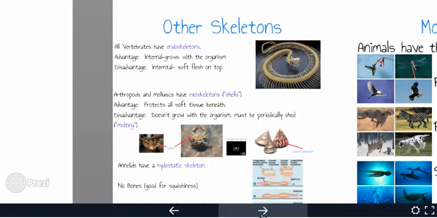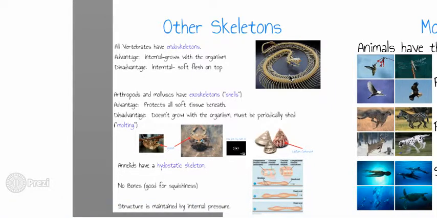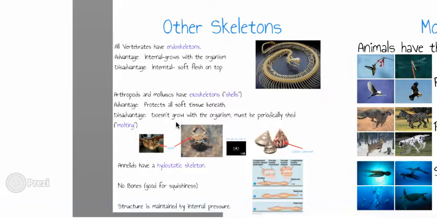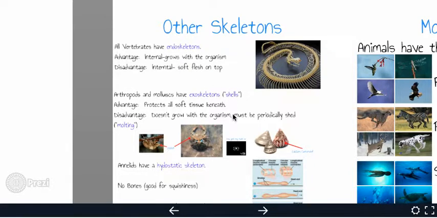Okay. All right, so other skeletons. So all vertebrates, anything that's a vertebrate that has a backbone has an endoskeleton, right? Like here's the snake. So the advantage of it being internal is that it grows with the organism. You don't have to worry about molting like you'll see within an exoskeleton. Okay, so if it's not growing with the organism, then it has to be periodically shed, like crabs. Okay, so exoskeletons in sea creatures would be the shell.